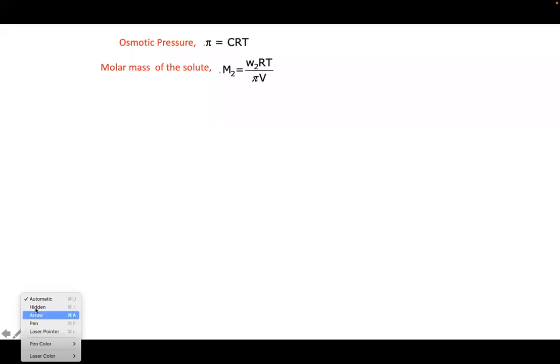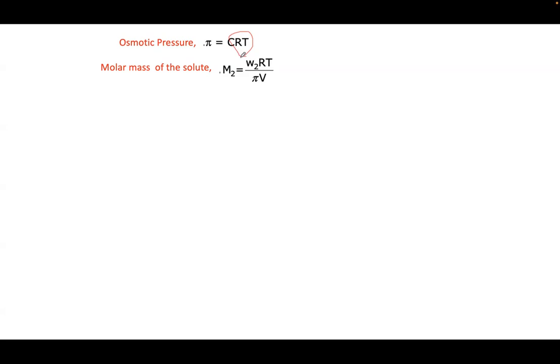After that, another important concept is osmotic pressure. Osmotic pressure is written as pi, and pi is equal to CRT. C is the concentration, T is the temperature, and R is the gas constant. Again, the gas constant has different values according to the units that you are using. So according to your question and what is asked in the question, you have to change the units and the value of the gas constant. Now from this pi value, you can calculate the molar mass of the solute. That is another important question repeatedly asked in all the examinations.